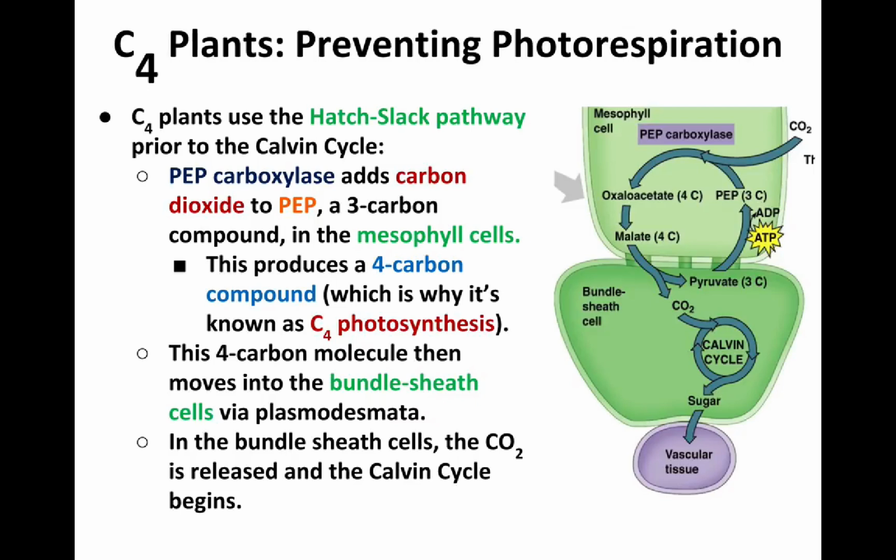And so they take this enzyme, PEP carboxylase, it adds the carbon dioxide to this starting material known as PEP, which is a 3-carbon compound, and this happens in the mesophyll cells. And as a result of combining the carbon in the carbon dioxide with the PEP molecule, we produce this 4-carbon compound, which explains why it's called C4 photosynthesis, and the 4-carbon compound then moves into the bundle sheath cells via these openings called plasmodesmata, which are just small openings that allow for cells to attach to each other. The 4-carbon molecule goes into the bundle sheath cells, but once it's there, it's locked in. And as a result, the CO2 is then released and the Calvin cycle can begin.